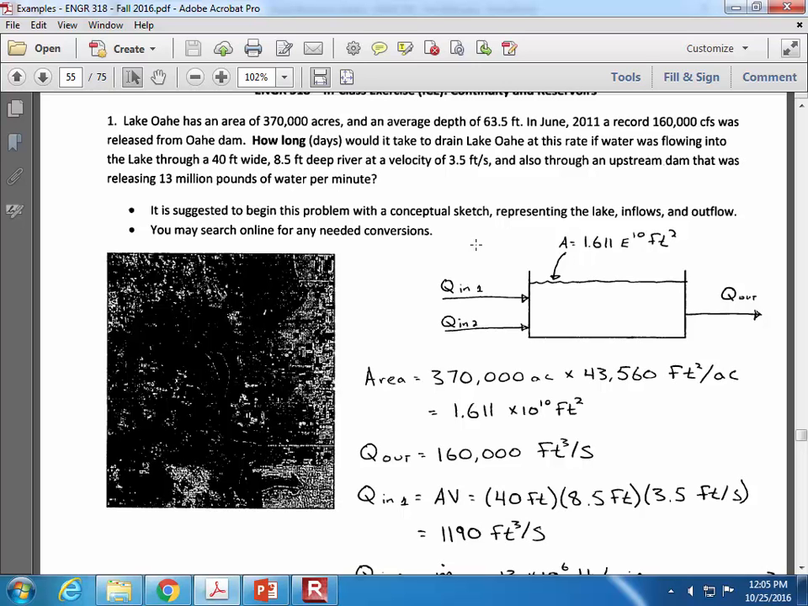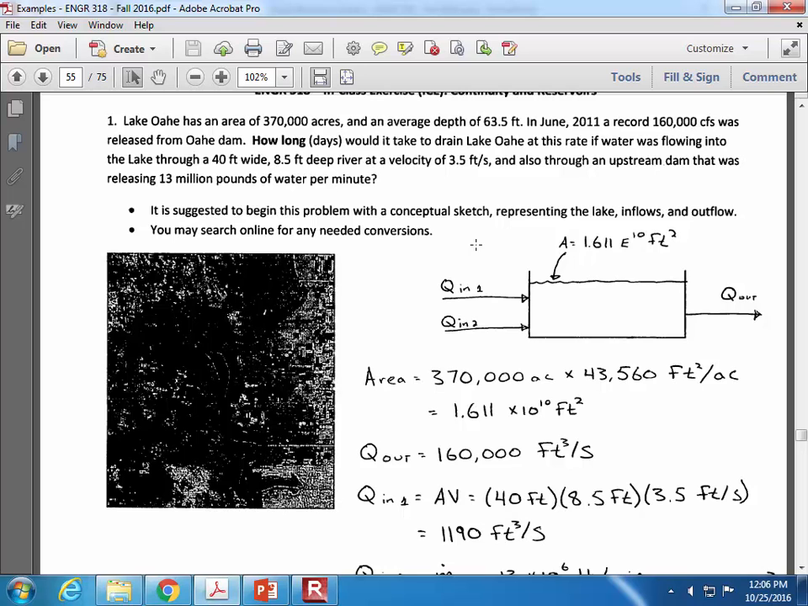So if you know this strange conversion here, 43,560 square feet per acre, how many of you already had that memorized? Couple? Yeah. It's one that I've memorized, but I didn't always know it. Now I do. Now you will too. You'll always know it. So you find the surface area of the lake, and you know the depth of it, so that we're going to be able to get the volume.